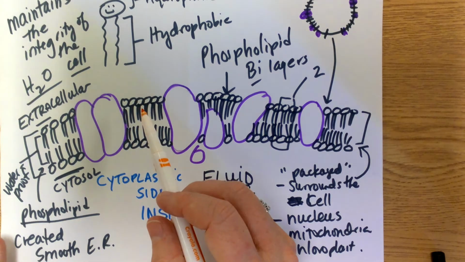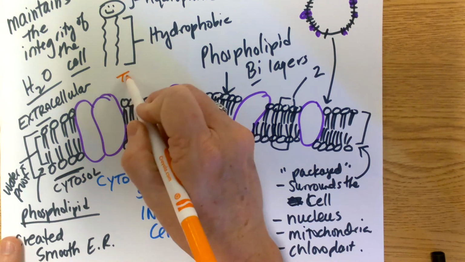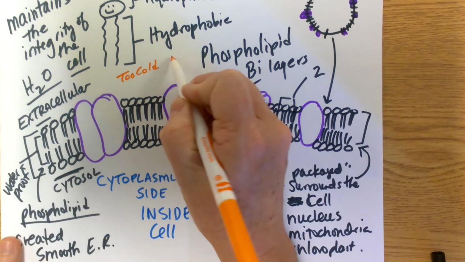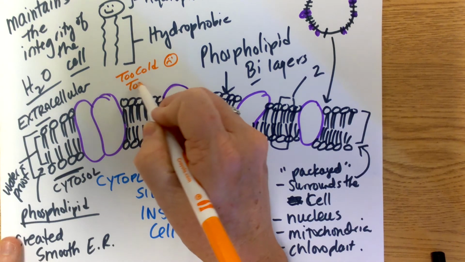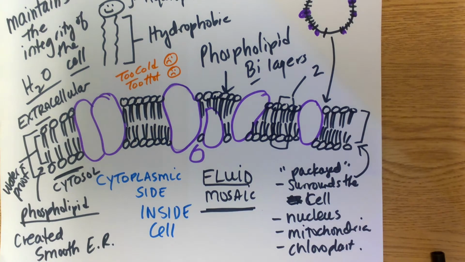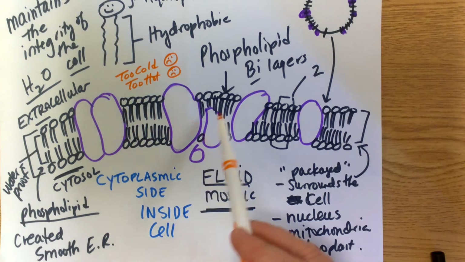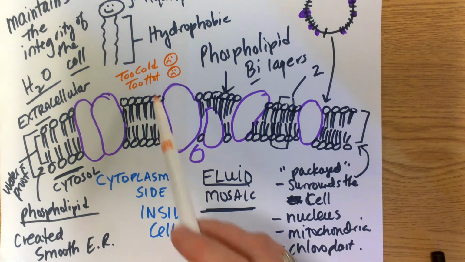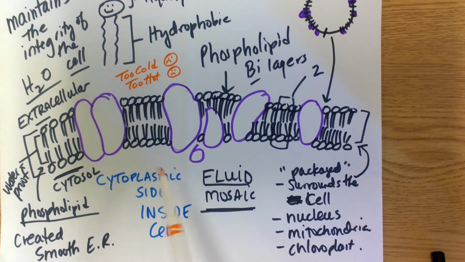On the other end of the spectrum, if it's too hot, so we've got too cold, that's no good. And then we have too hot. That's also no good because fats, when things get hot, they move a lot faster and they get even more slippery. So since these are basically little fat molecules, when it's too hot, they would slip and slide around, and then your cell might actually fall apart.